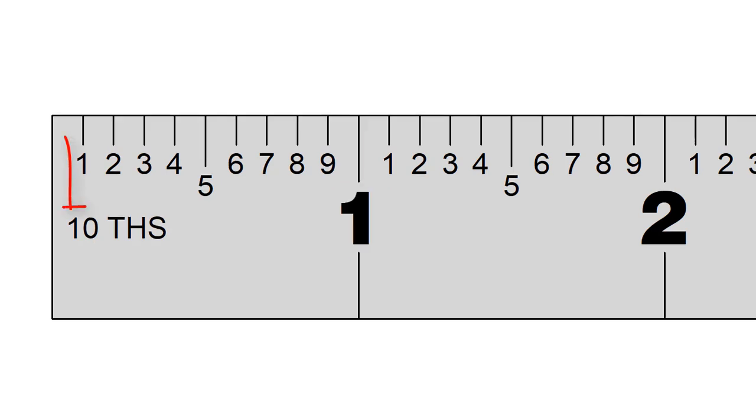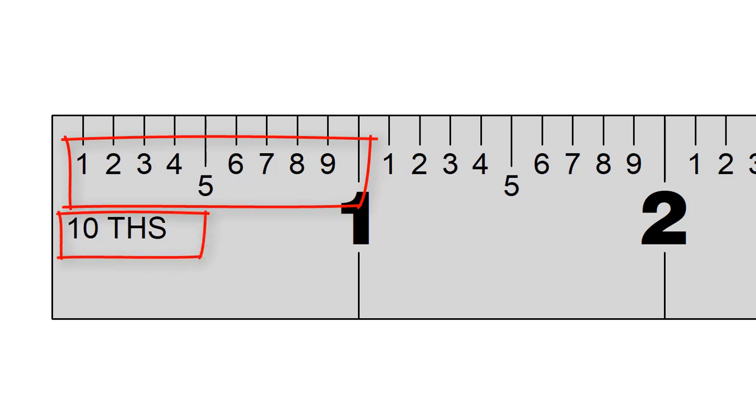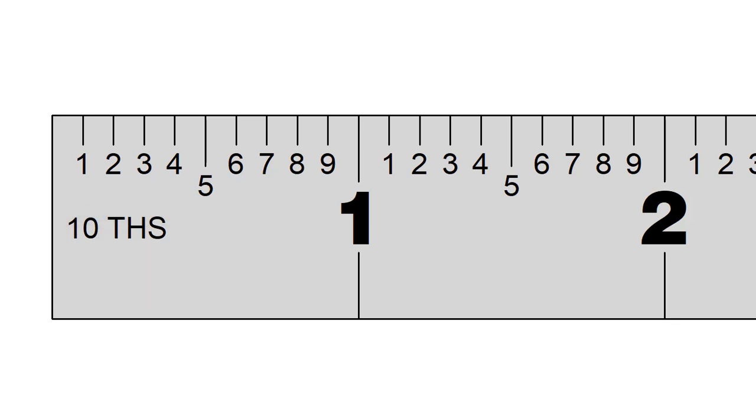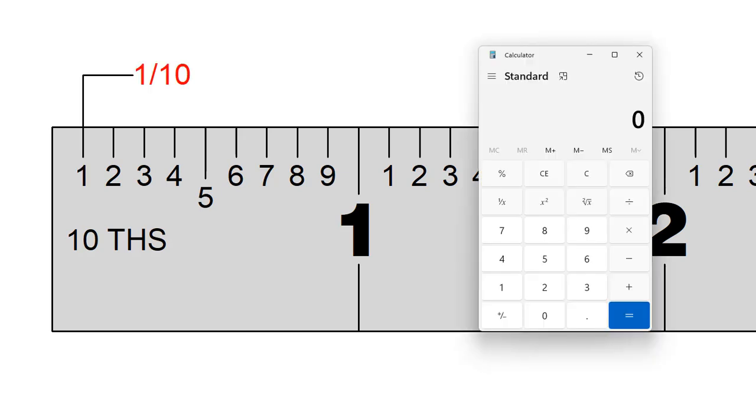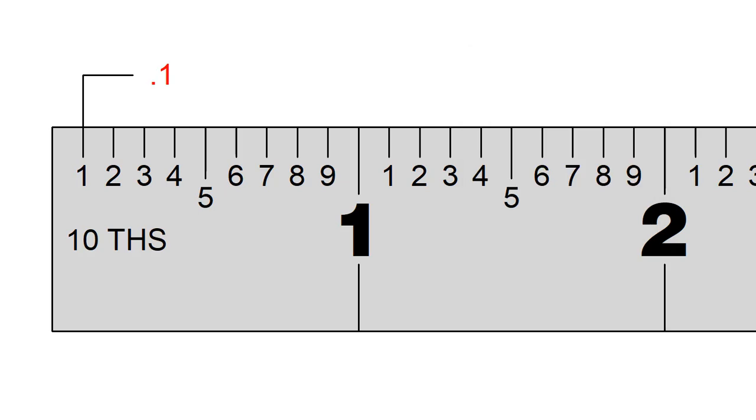The 10 divisions are tenths of an inch. The tenths label on the rule identifies the divisions as such. The first mark is labeled 1, so this is the 1/10 mark. Using tenths means that this ruler actually works better with decimals than it does with fractions. 1/10 of an inch is 1 divided by 10. If we type that on our calculator, we see that it is 0.1 inches. Each of the other marks works the same way. 2/10 is 0.2, 3/10 is 0.3, and so on.